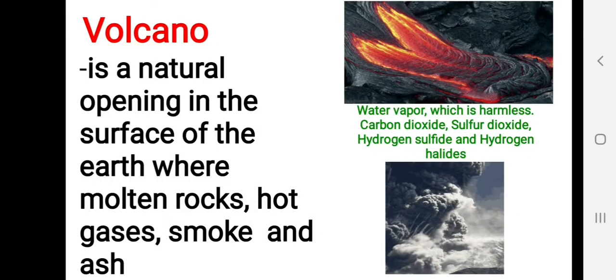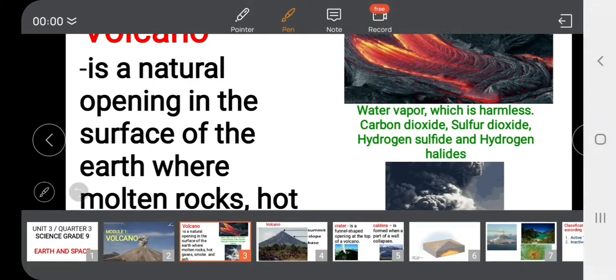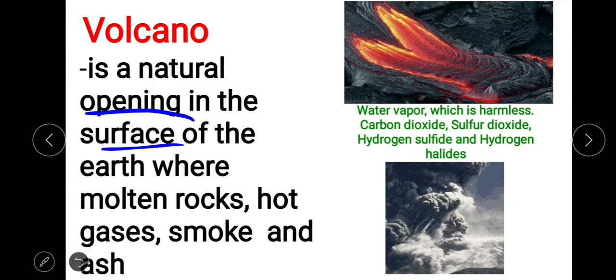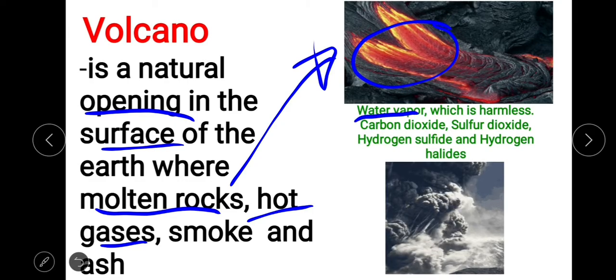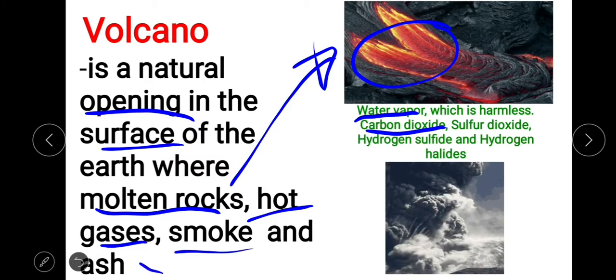Volcano is simply the opening of the Earth's surface. Then it contains molten rocks. Here, this is the molten rocks, magma. Then we have also hot gases like water vapor, carbon dioxide, and many more. Also, volcano contains smoke and ashes when it erupts. Okay, but the main contents of volcano are this one, molten rocks.